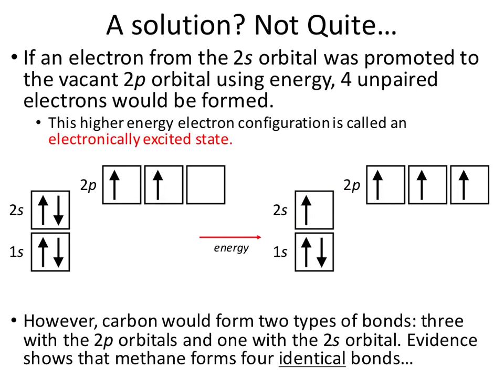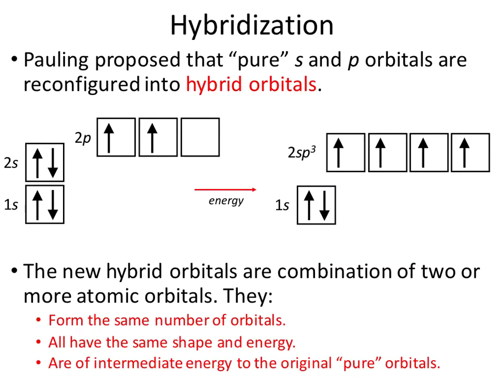But studies have shown that in methane, for example, carbon actually forms 4 identical bonds. So this wouldn't be 4 identical bonds. This would be 3 of one bond and 1 of the other. So there's got to be something else. And this is where the topic of hybridization comes in.